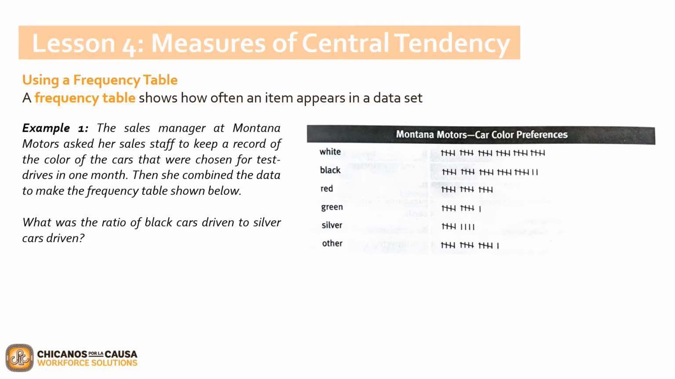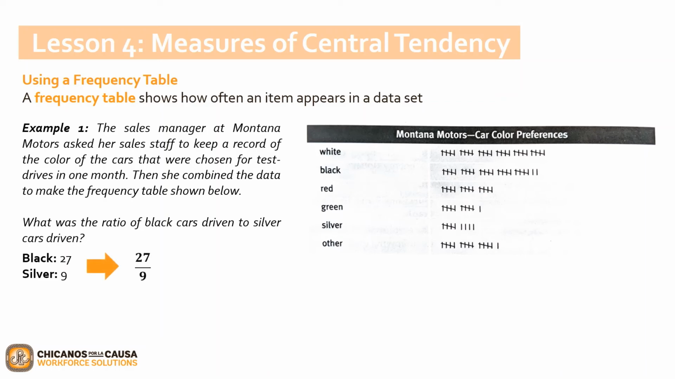Looking at where it says black cars, let's count how many cars there are. We have 5, 10, 15, 20, 25, 26, 27. So we have 27 black cars. Silver: if we go down to silver, we see 5, 6, 7, 8, 9. So we have 9 silver cars. Now, what it's asking us is how many black cars do we have to silver cars that are driven? So it's a comparison of 2 sets of data.